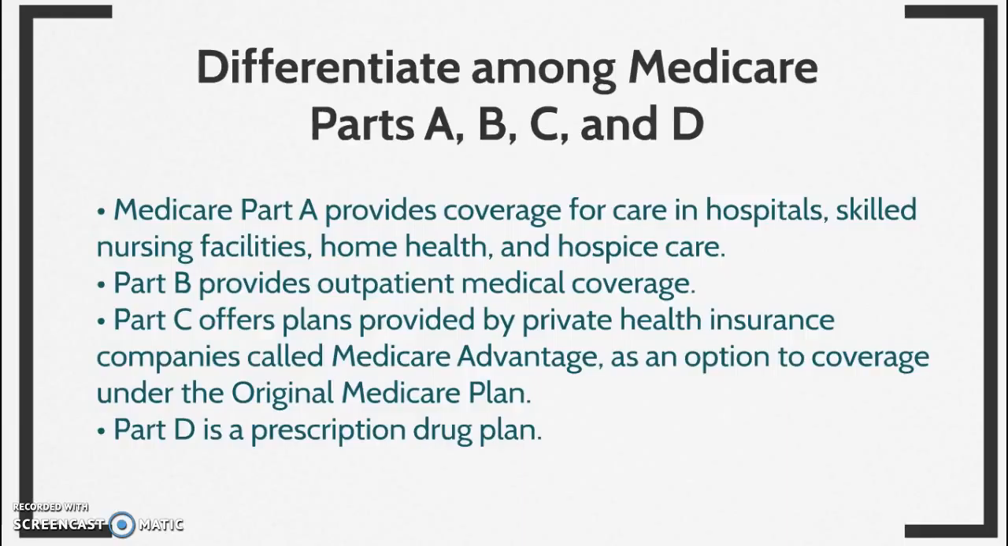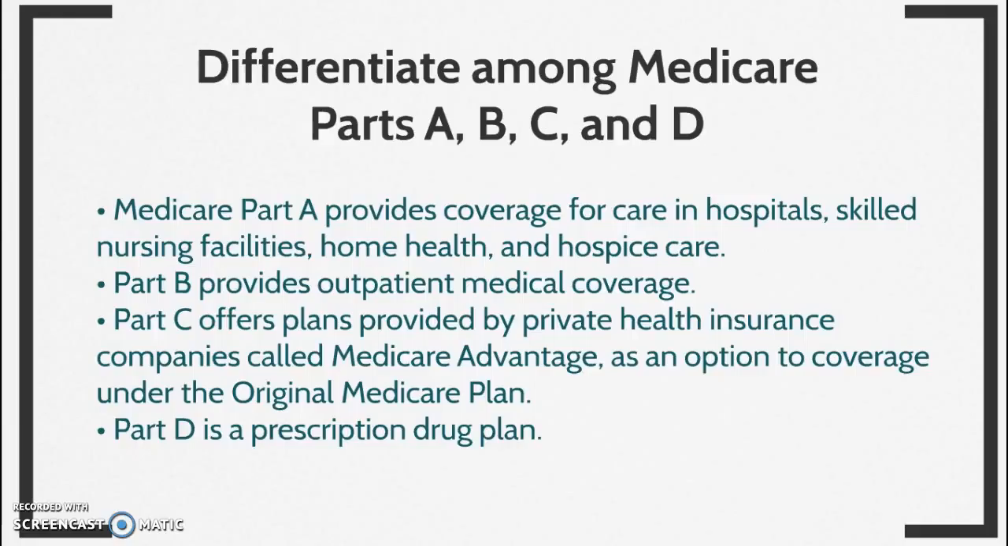Part B coverage is optional. Everyone who is eligible for Part A may also choose to enroll in Part B, but they have to pay monthly premiums, and those are usually deducted automatically from Social Security retirement benefit payments. They are also subject to an annual deductible and co-insurance, which are amounts that are established by federal law.